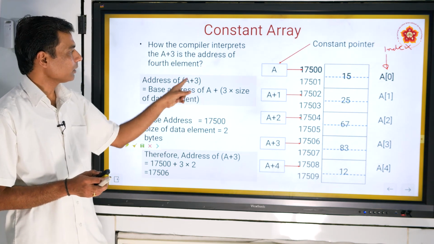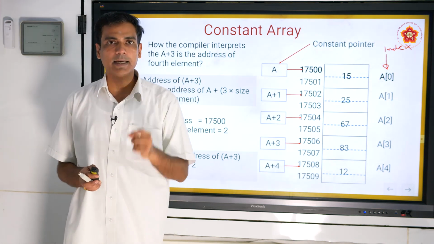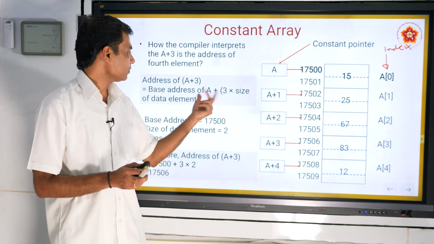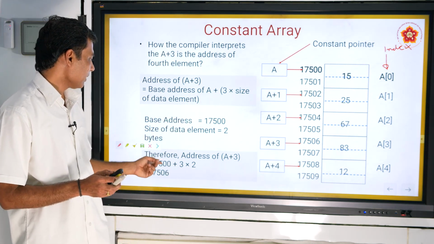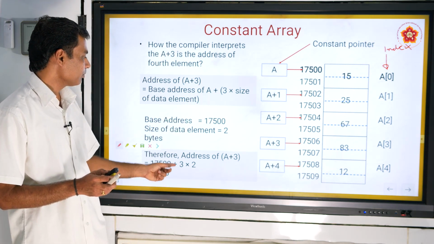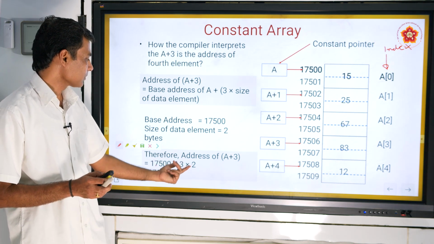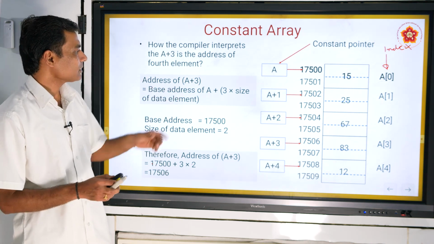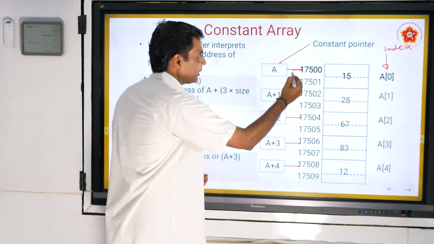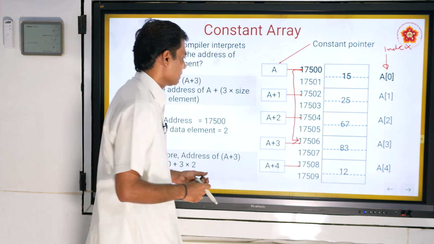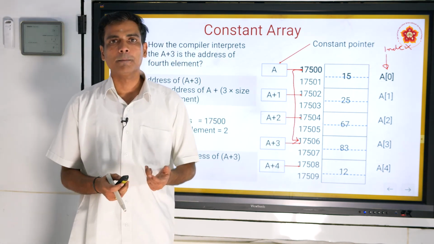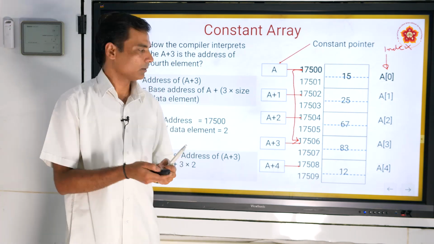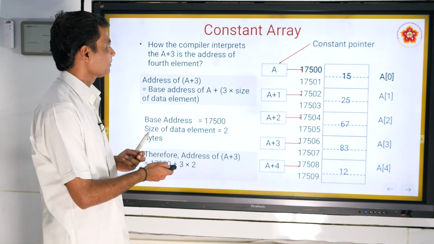3 means we want to jump 3 locations ahead. The size of the data element is 2 bytes. So 3 into 2 is 6. So the base address 17,500 plus 3 into 2 bytes, that is 6, will become 17,506. So A plus 3, that means from this location it will directly jump on to this location. So by using this formula, the compiler jumps the pointer to the desired memory location.